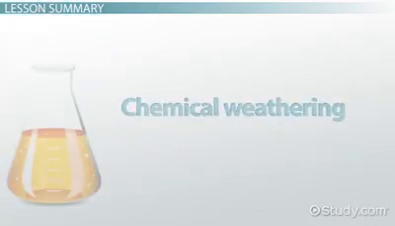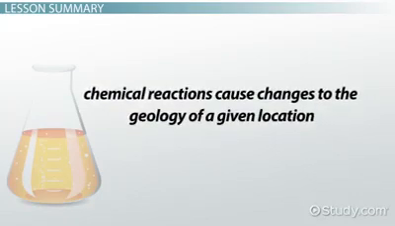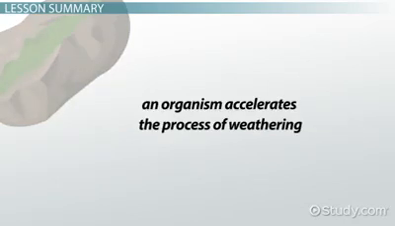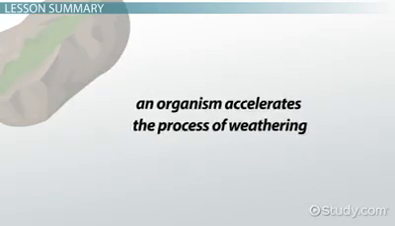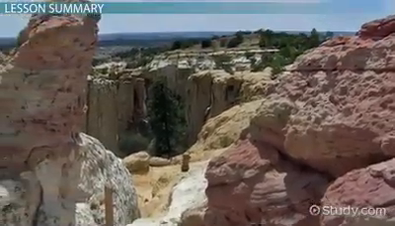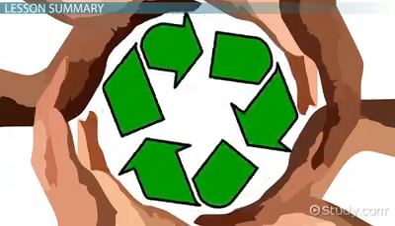Chemical weathering occurs when chemical reactions cause changes to the geology of a given location. Finally, biological weathering is when an organism accelerates the process of weathering. Numerous factors influence rates of weathering, from the type of rock being weathered to the environmental regulations of nearby communities.